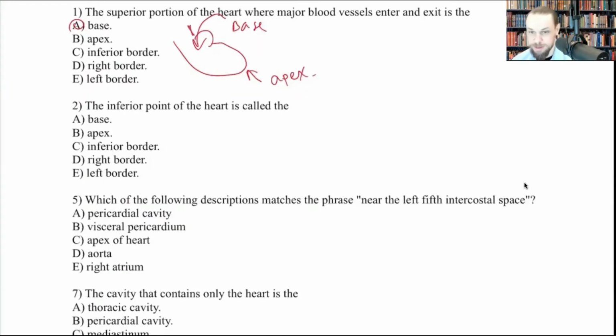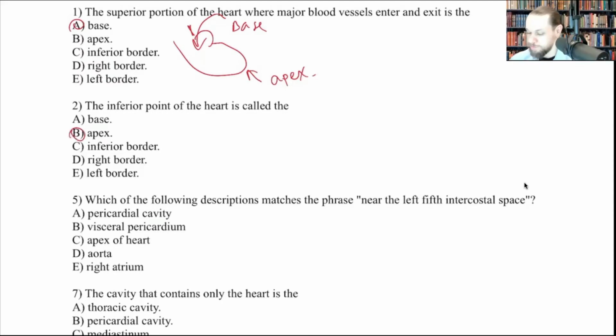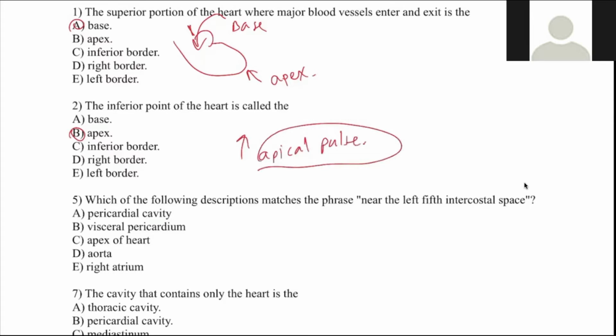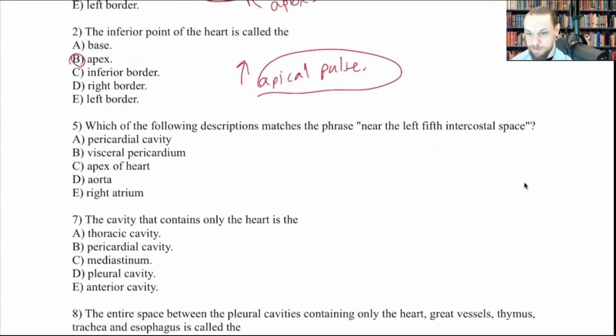So now question number 2, let's go to Eric. The inferior point of the heart is called B, apex. Apex, right? And remember, if you're putting a stethoscope there, we were getting the apical pulse, and that's why they call that the apex point. Good. Number 5, let's do Aaron.